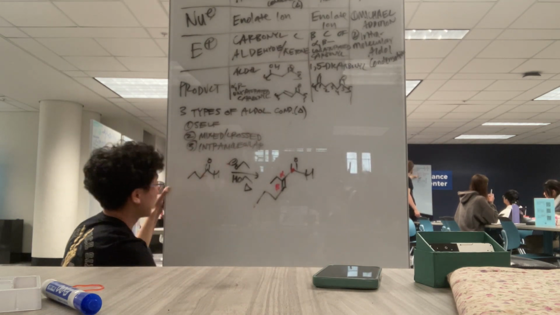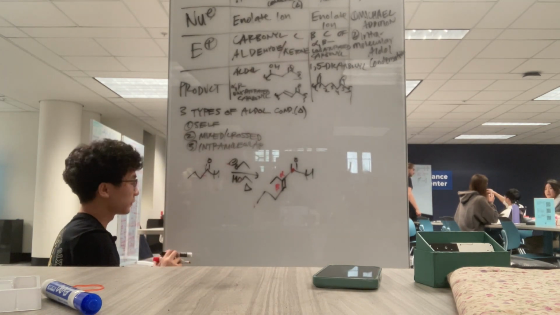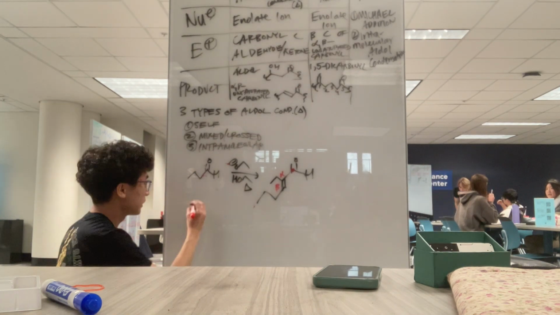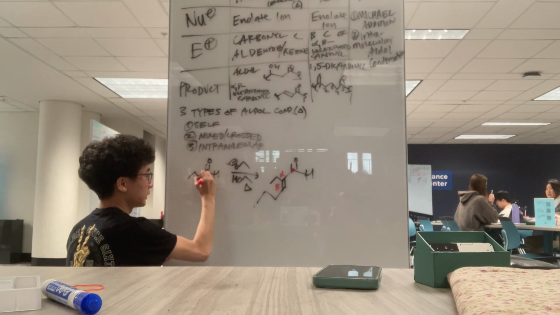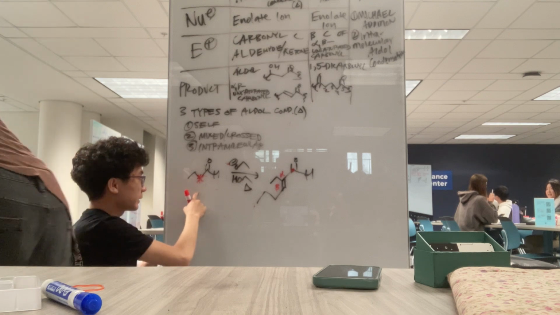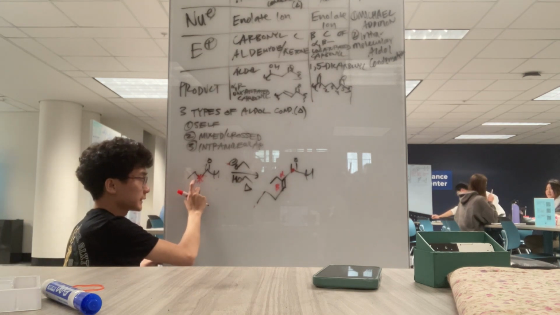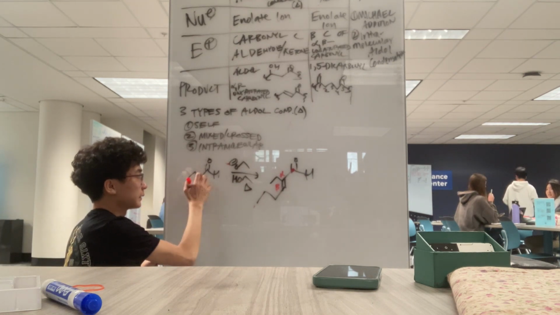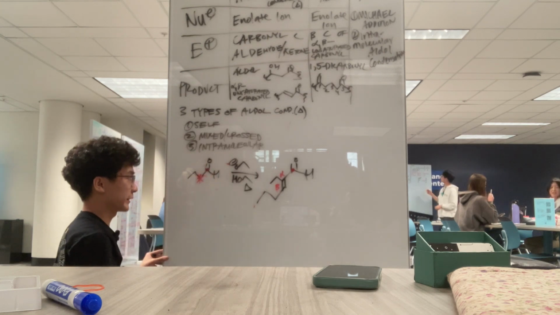Okay. Assuming excess of this right here, the first thing I do is locate my starred carbon, which is this starred carbon right here, the alpha carbon, right? It has to have an alpha hydrogen for us to deprotonate to make it negatively charged. Then I locate my dot carbon, which is that carbonyl carbon right there.